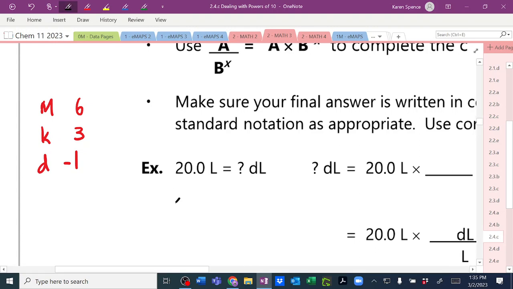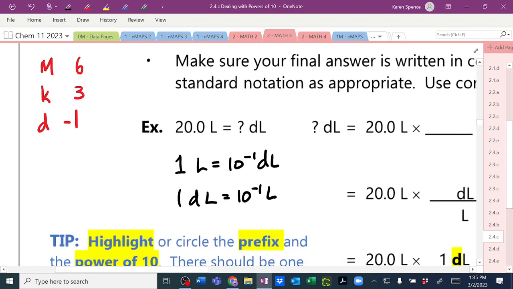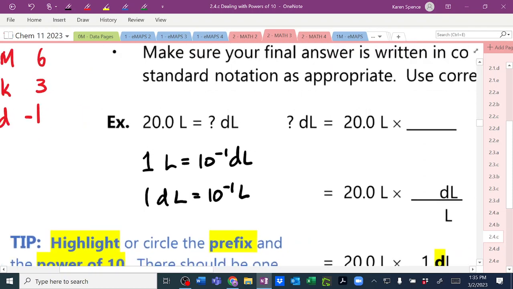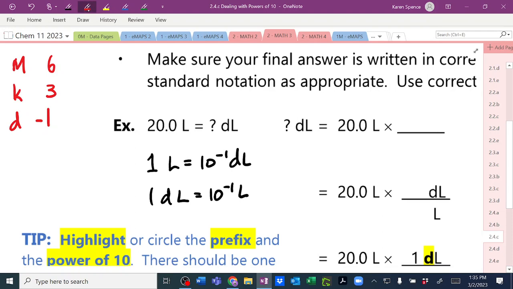So we know that 1, now is it 1 liter equals 10 to the -1 deciliters, or is it 1 deciliter is equal to 10 to the -1 liters? Which of those is correct? Chat with your partner and decide. Which of these is the correct conversion factor? A or B?